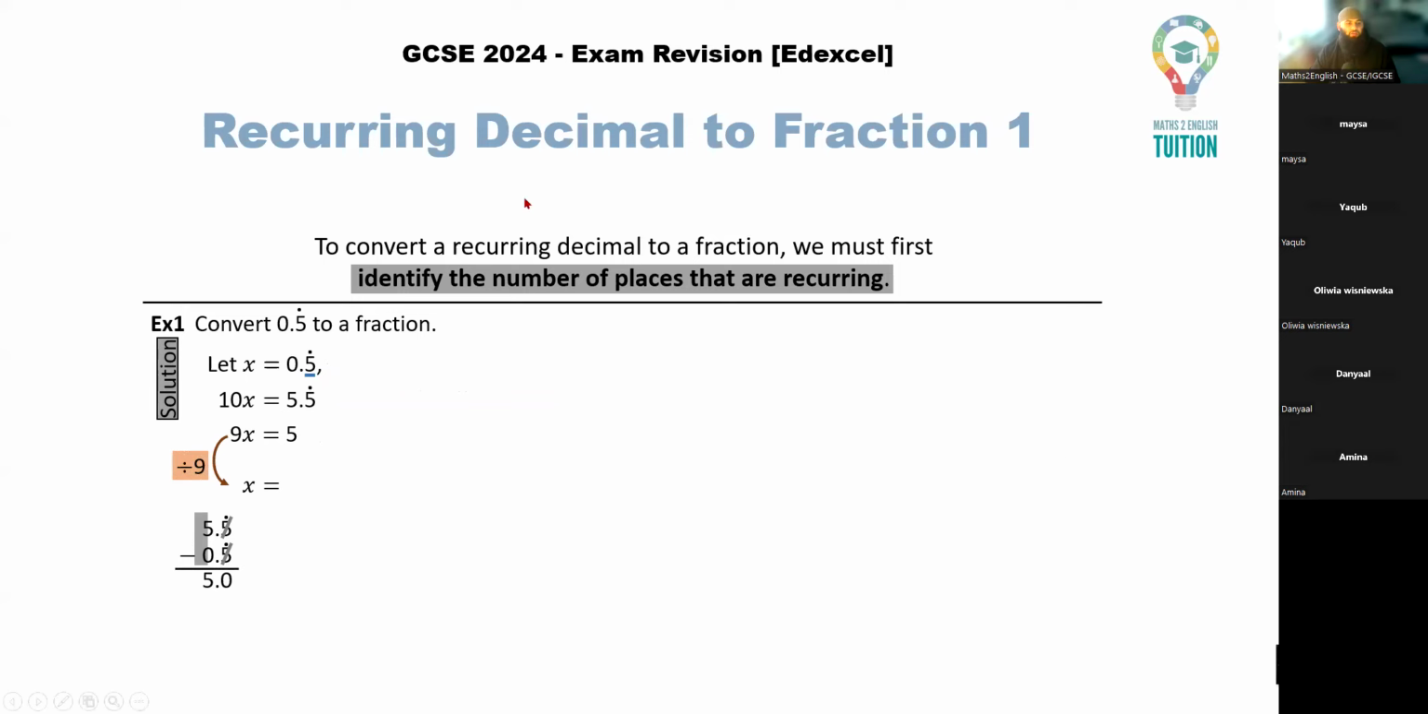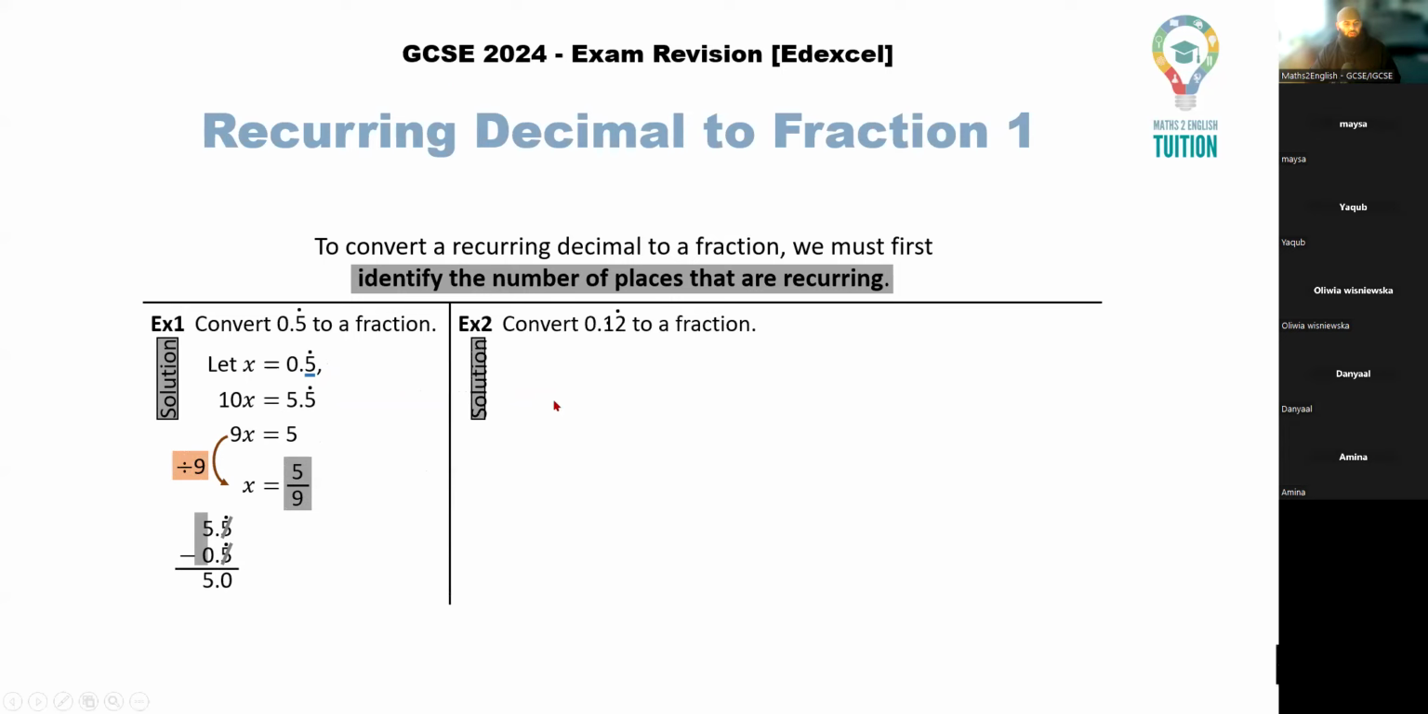Now, once we have that, we can make x the subject to turn it into a fraction. So all we're going to do is x is equal to 5 over 9. That's an easy one. That's a very easy question.